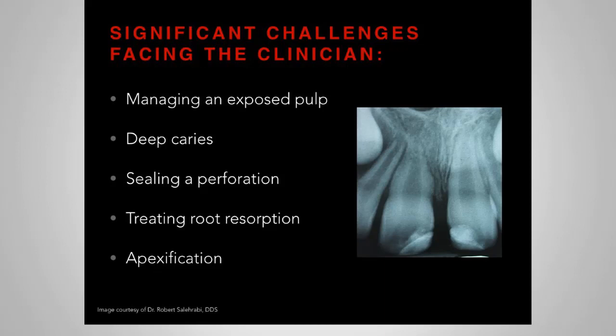So what are the challenges in these? All right, how are we going to manage an exposed pulp, deep caries? What happens if you perforate while you're accessing the pulp chamber? What if you get resorption? How do you handle that? If you've got a situation of a developing tooth and you're going to do apexification, how are you going to handle that? What's the best thing to use? And these are all pieces of that puzzle. And there are questions that you have to ask yourself so that when you're ready to do the procedure, you're not thinking, now what?